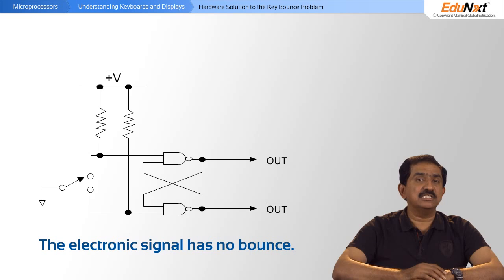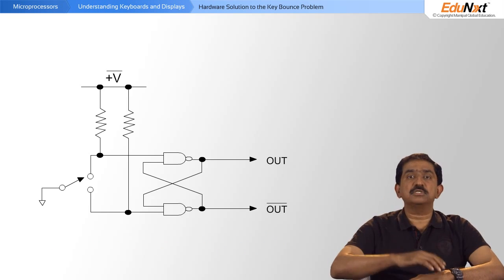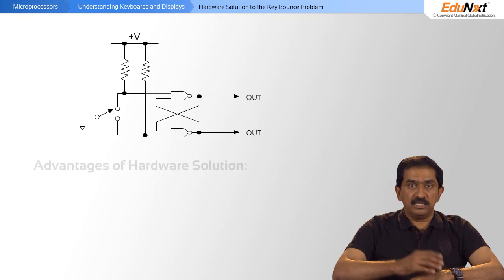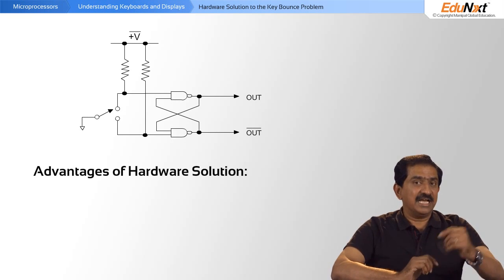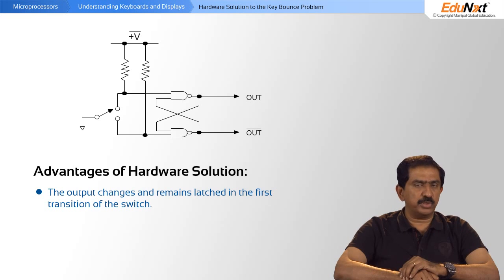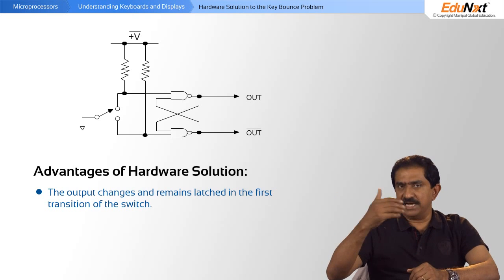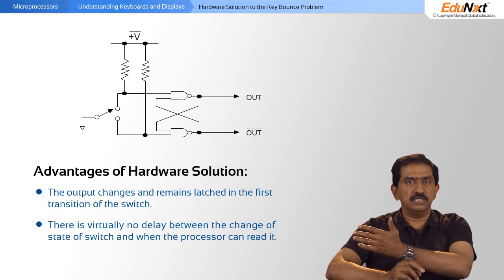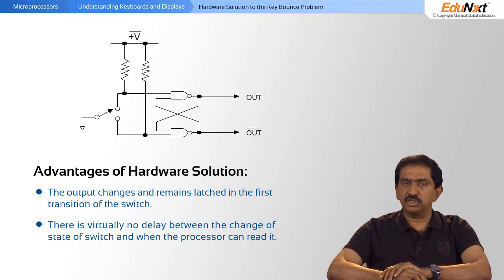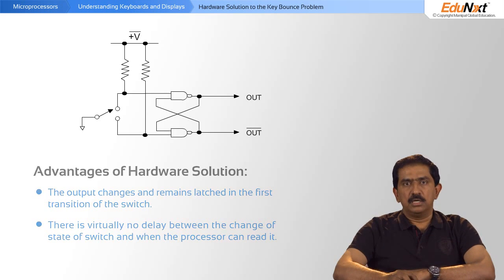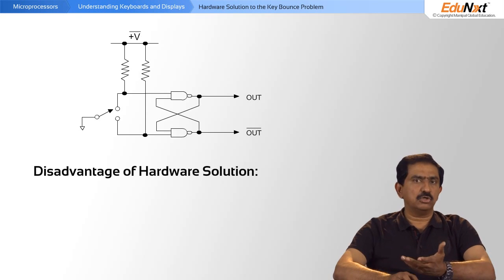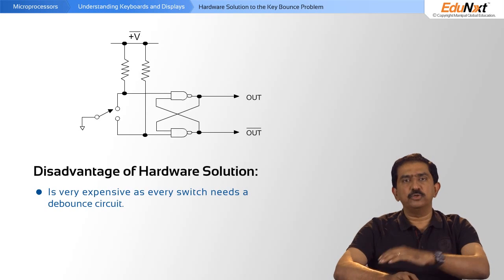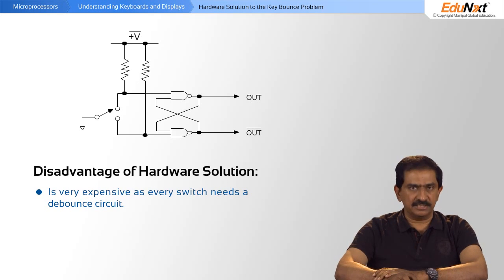An electronic signal is clean, it has no bounce. Since it has no bounce, the processor sees a steady signal. The advantage of a hardware solution is that in the first transition of the switch, the output changes and remains latched. Therefore, the 10 millisecond delay is irrelevant. The latch operates at the first transition. The disadvantage, of course, is the cost. With every switch, you need a debounce circuit like this.